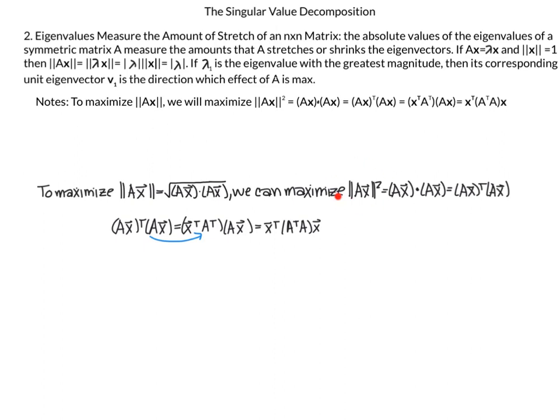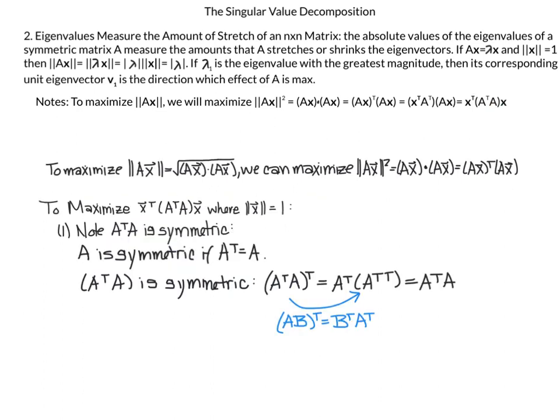So this norm squared is defined as Ax dot Ax, translated into matrix multiplication. That's (Ax) transpose times Ax. Now the transpose of Ax is equal to x transpose A transpose. This step just comes from the property that (AB) transpose is equal to B transpose A transpose. So when we multiply this out, we get x transpose A transpose A x. That means to maximize the magnitude of Ax, we want to maximize x transpose A transpose A x.